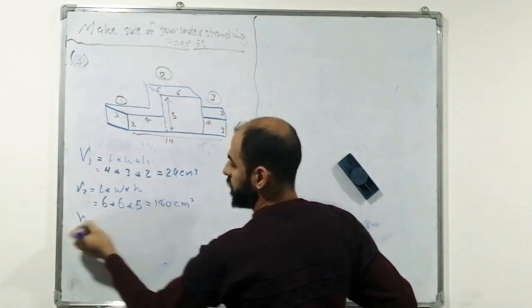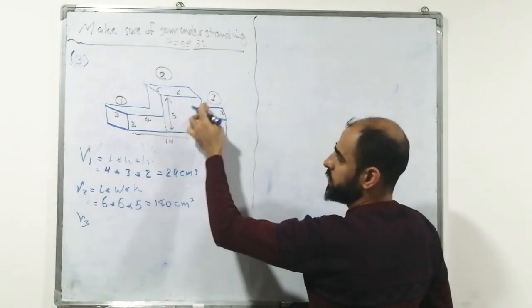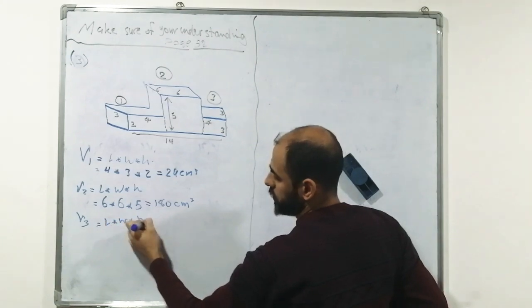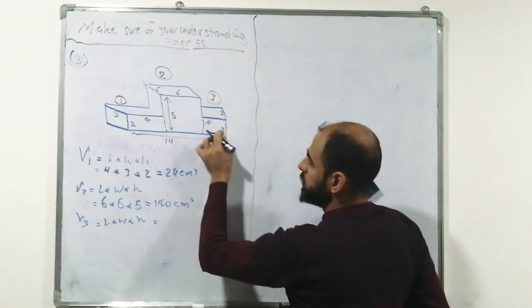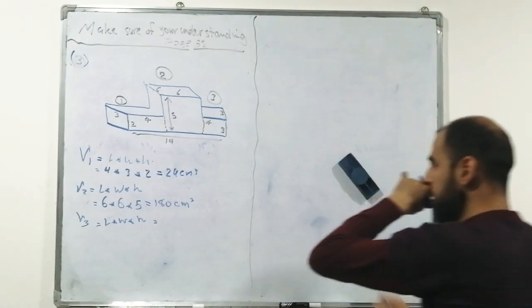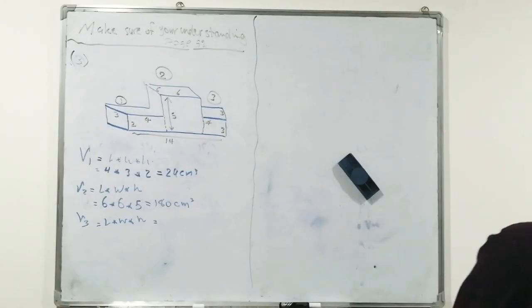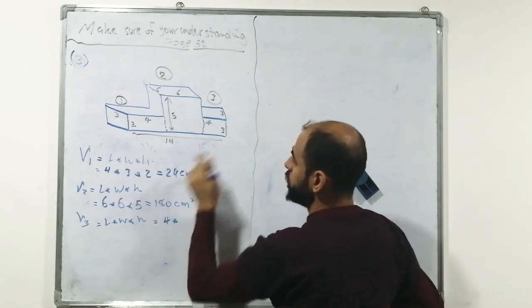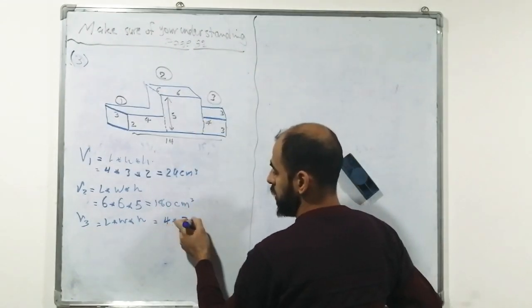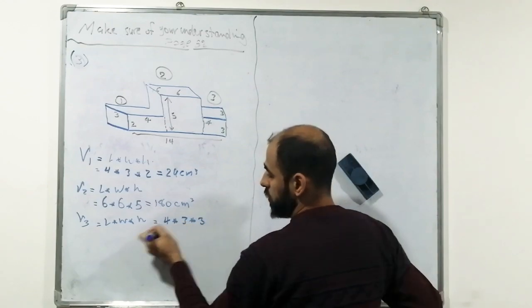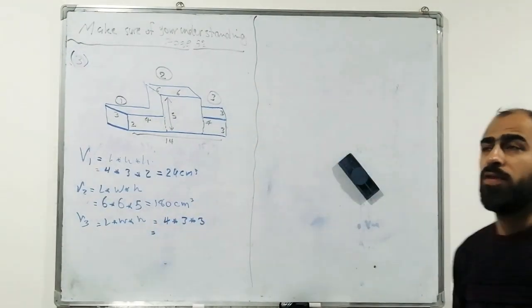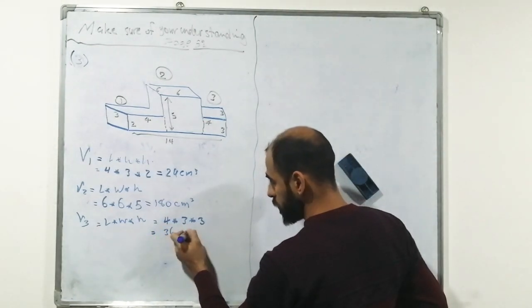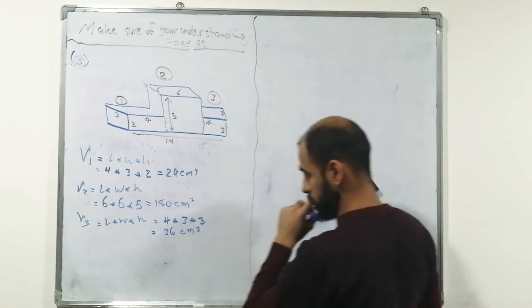Now the volume of the third shape, which is this parallelepiped: length by width by height. Its length is 4. And its width is 3. And its height is also 3. 4 by 3 is 12, by 3 is 36 centimeter to the power 3.